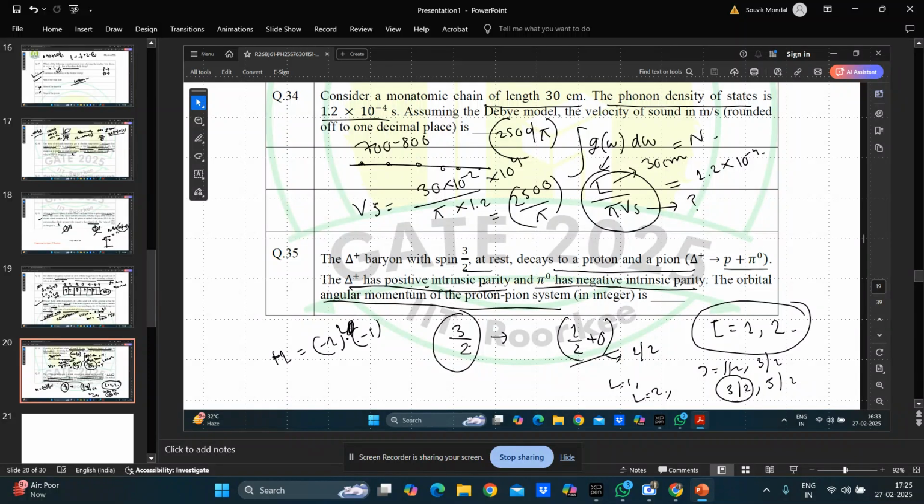Okay. So L can't be an even number. So L cannot be 2, because if L is equal to 2, that will be minus 1 to the power 2 into 1, that is minus 1. So parity is not satisfying this relation, that it is plus 1 and it should be minus 1. Okay. So to make it minus 1, L should be an odd number, and the only odd number possible here is L is equal to 1. So the right answer for this option is L is equal to 1.